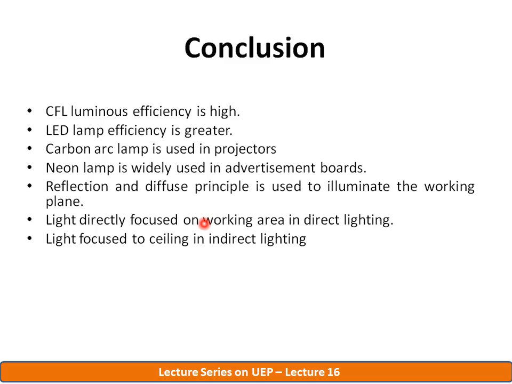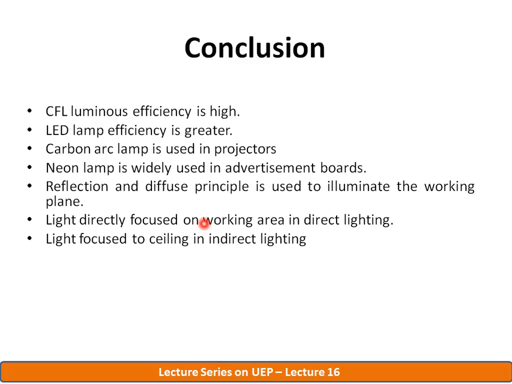The halogen lamp is resistive in nature, and its efficiency is quite high. Halogen is added to the inert gas. Normally, the halogen lamp is used in video shootings and floodlights. There are two types of working principle. Reflection principle: the angle of light incidence is equal to the angle of reflection. Diffuse principle: light scatters in all directions.